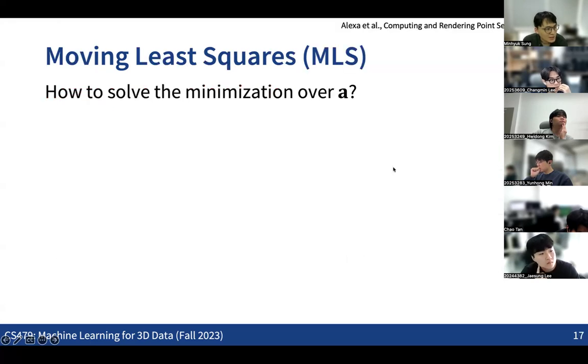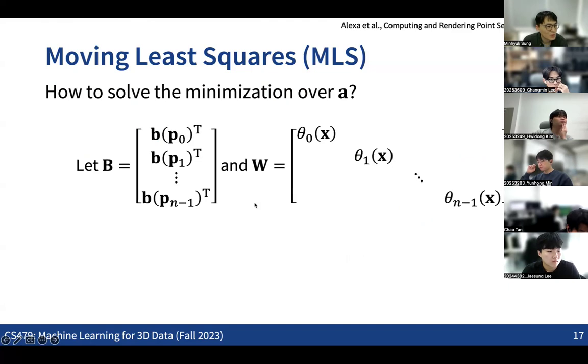So how can we find the best parameters A here? We are going to define two matrices, B and W. It's nothing but stacking the polynomial terms, the B vectors here, and making a diagonal matrix with the weights that we have. For the given query point, we calculate the weight with respect to each of the points and make a diagonal matrix like this.